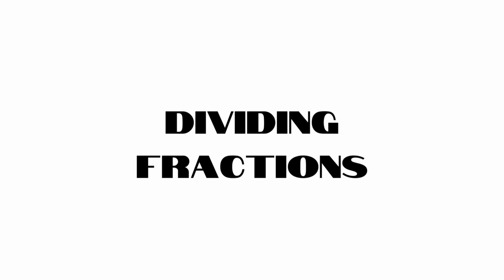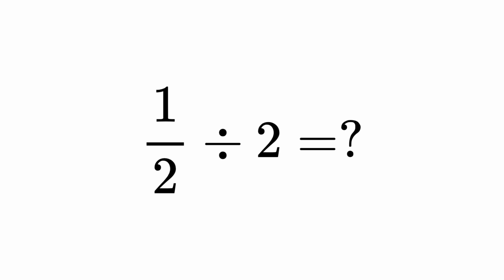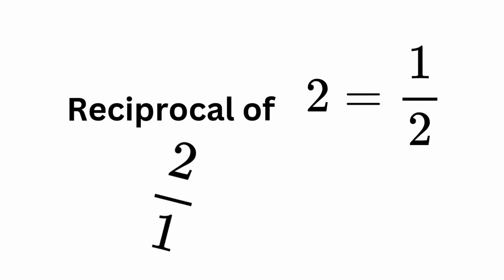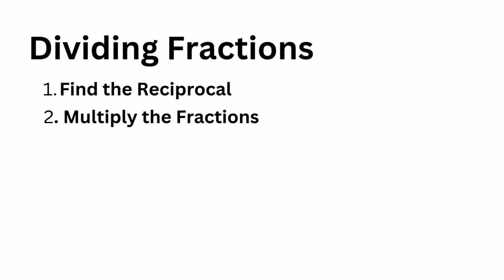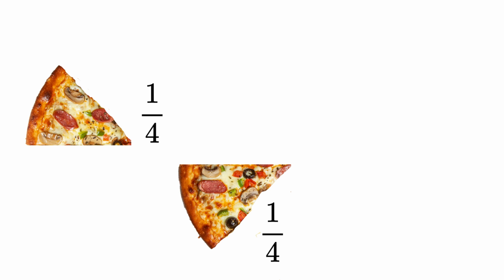Dividing fractions is a bit different. If you have 1/2 of a pizza and you want to split it into 2 smaller equal parts, how much pizza does each person get? Here's how. First, find the reciprocal of the number you're dividing by. The reciprocal of 2 is 1/2. Now, multiply the fractions. 1/2 times 1/2 equals 1/4. Each person gets 1/4 of the pizza. Division of fractions is useful when splitting resources, sharing food portions, or dividing tasks among team members.